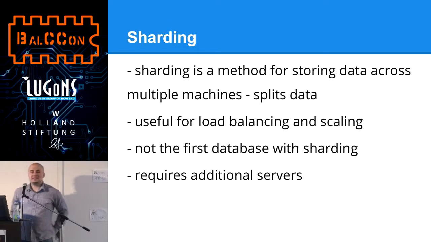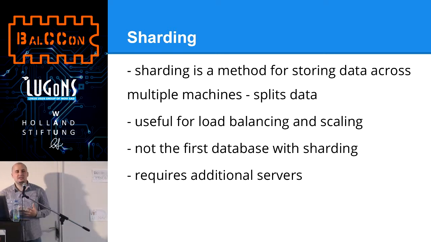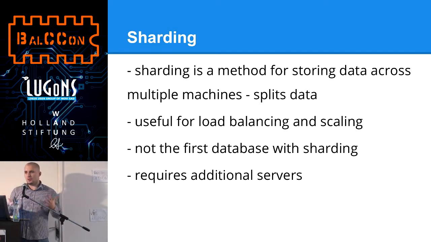I won't start from the beginning. Okay, another great feature of MongoDB is sharding, and sharding is a method for storing data across multiple servers, across multiple machines. It basically splits the data into a few shards. This mechanism is very useful for load balancing and also scaling. But when I say scaling, I mean horizontally scaling your whole cluster.